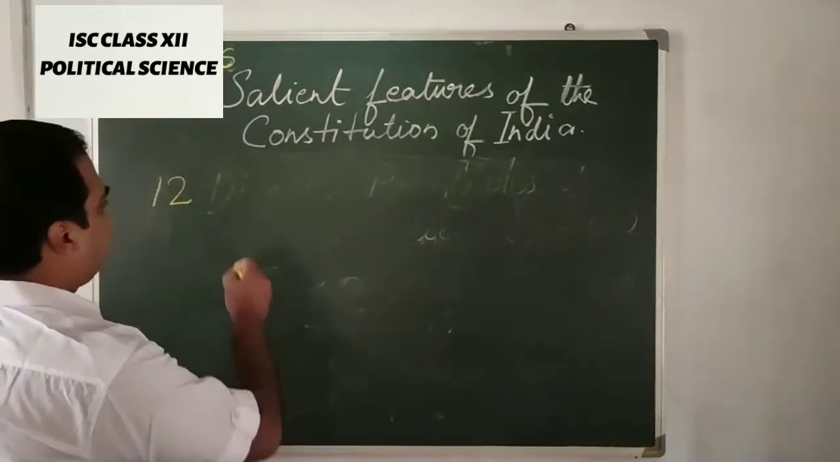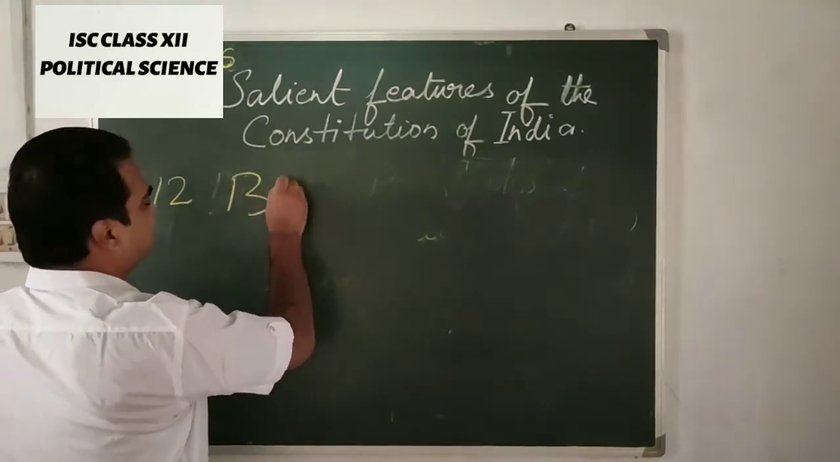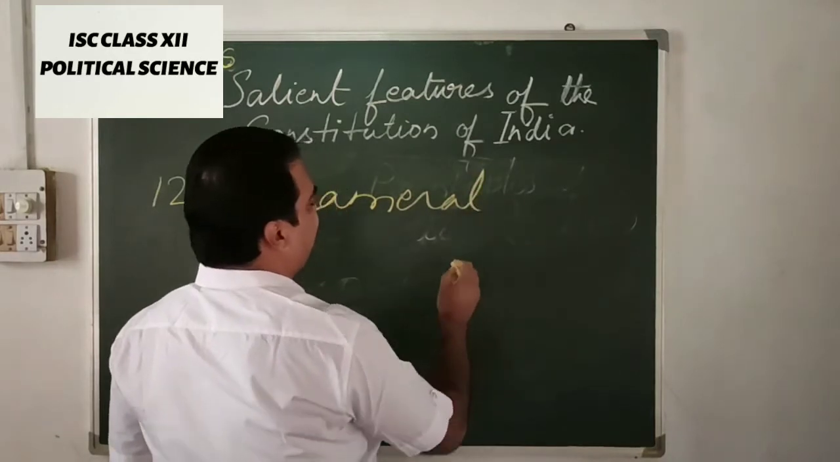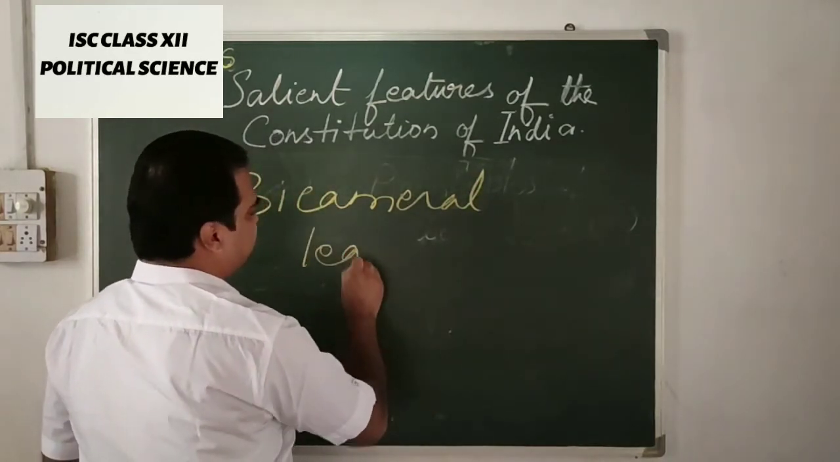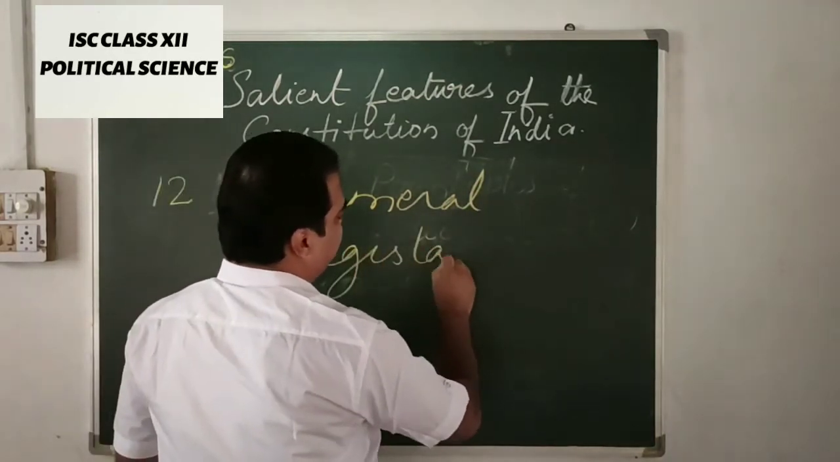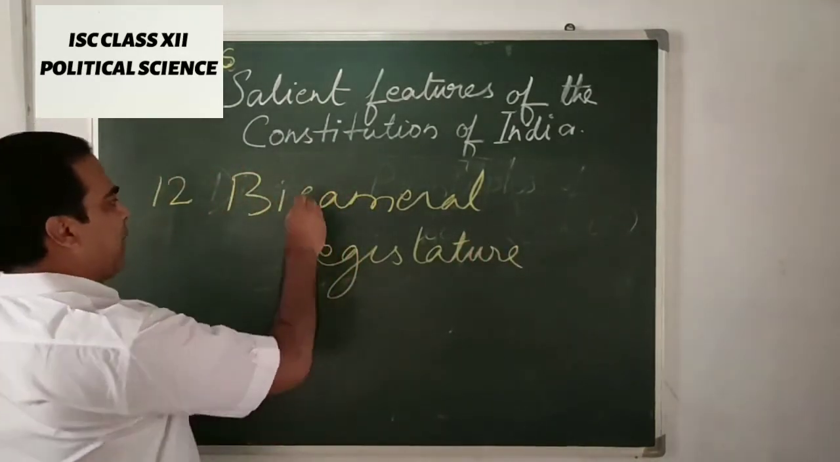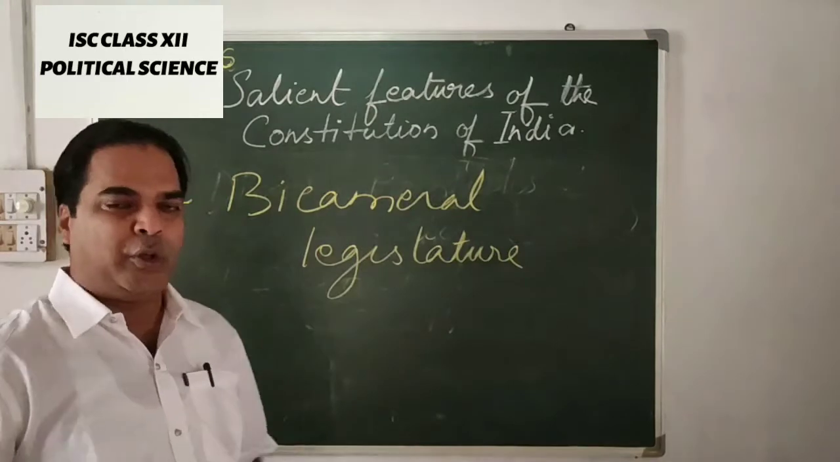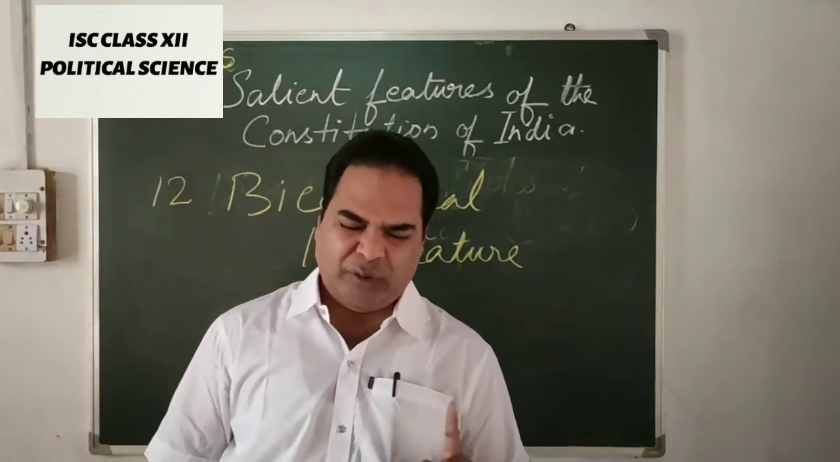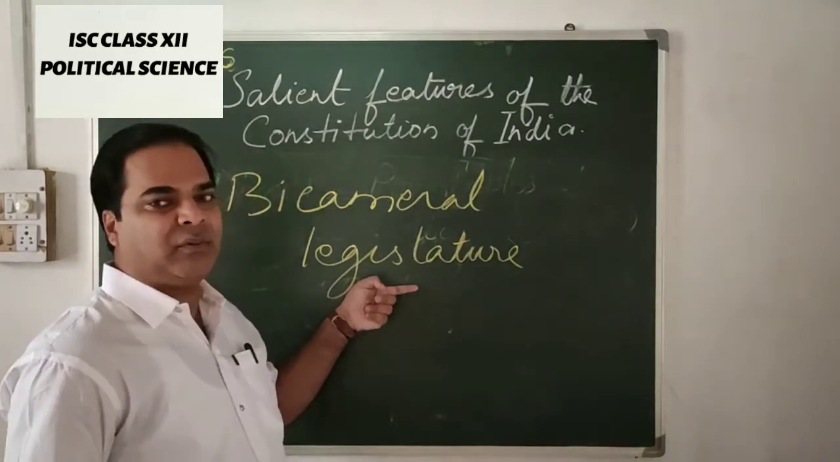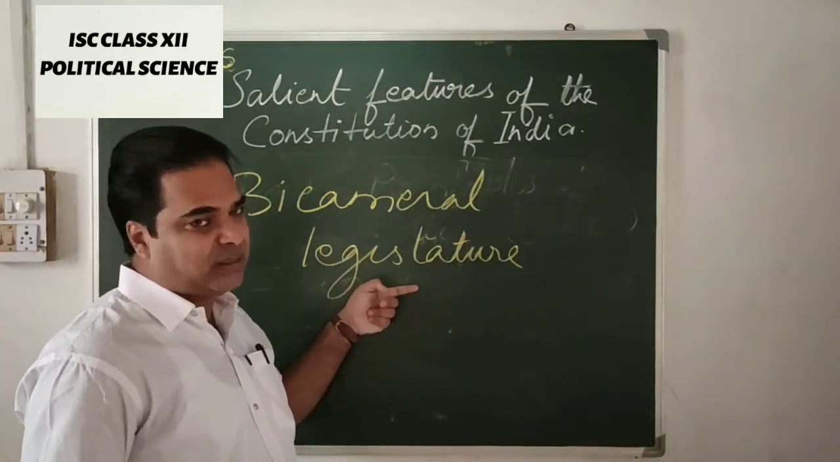The next one we have is the bicameral legislature. What is meant by bicameral? Bicameral means two. Unicameral means one. What type of legislature do we have? We have a bicameral legislature. That means, very simply, in the parliament, how many houses do we have?